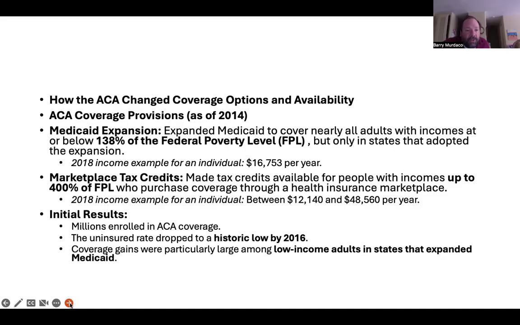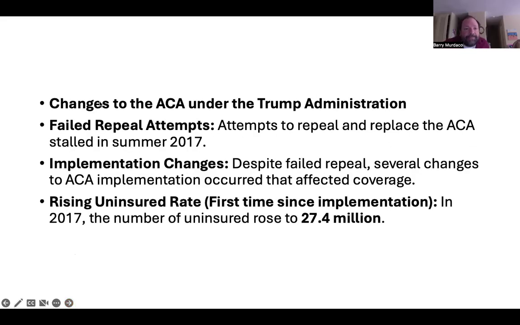Initial results, millions enrolled in ACA coverage. The uninsured rate dropped to a historic low by 2016. Coverage gains were particularly large among low-income adults in states that expanded Medicaid. So again, there's a lot of people at this very low income level. But again, there's also the problem, the fact that there's millions of other people that would fall outside of that.